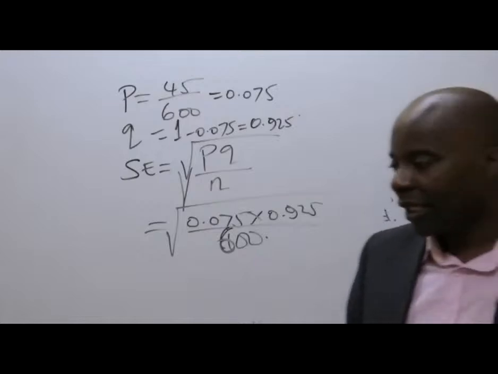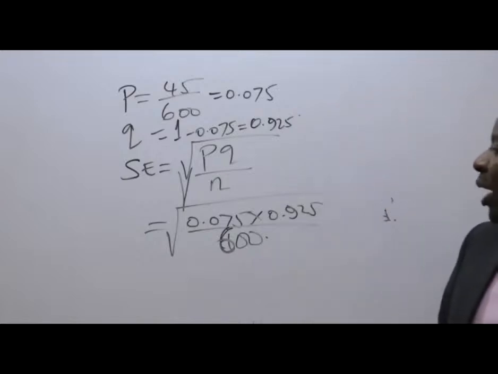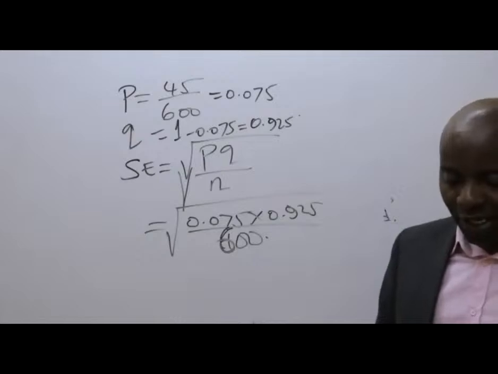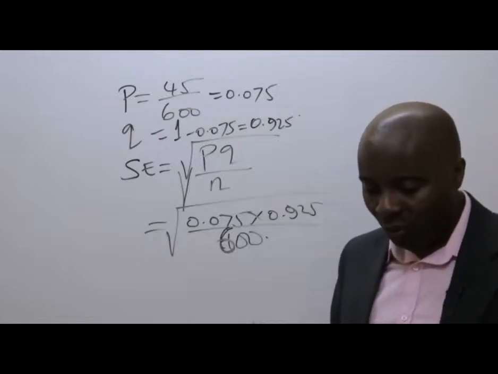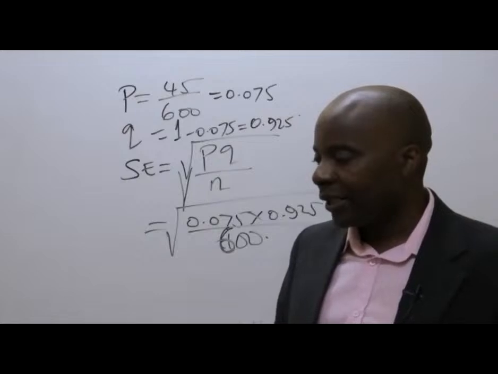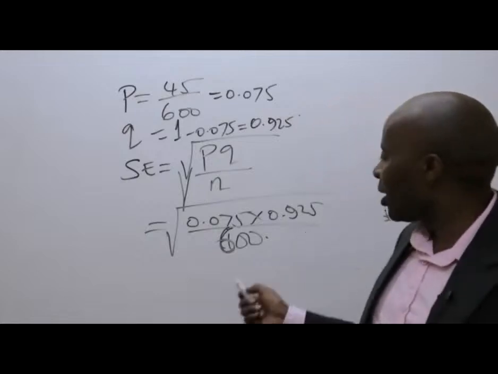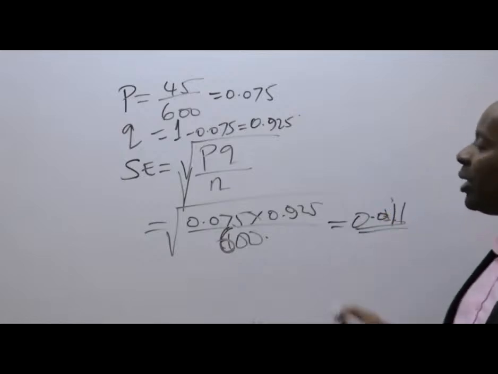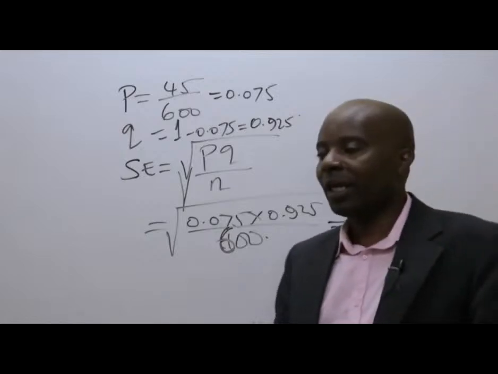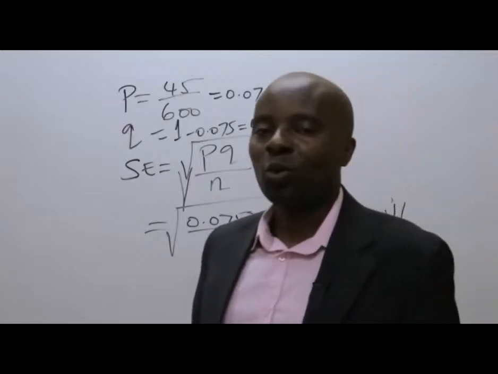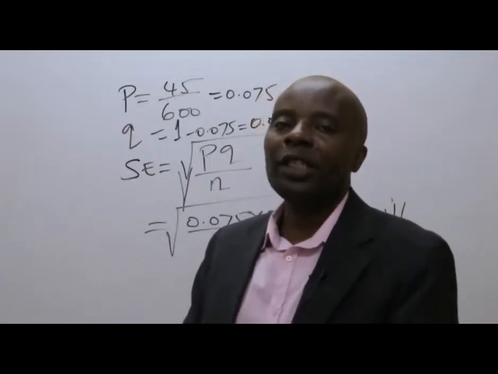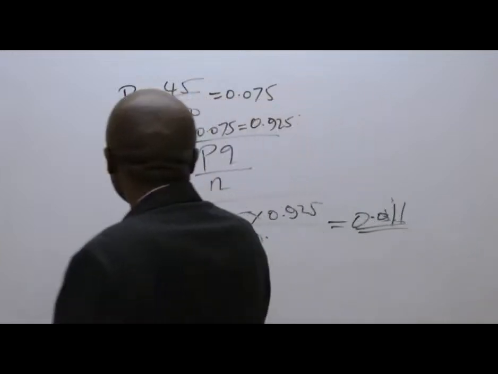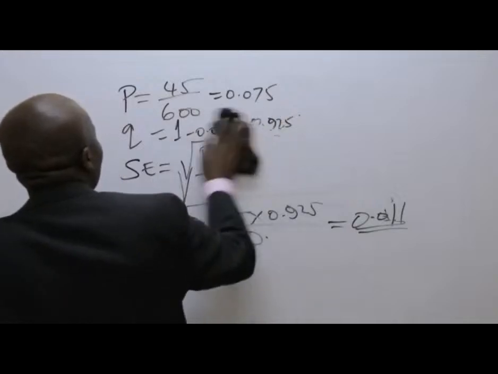Nancy is giving me 0.011, quite a small figure. Is there someone else who is able to get that? 0.011 is what I got personally. Even Samsung is giving us 0.011. The moment you have your standard error, ladies and gentlemen, you are through with this particular arithmetic. Everything now becomes very easy. Here is where we are.